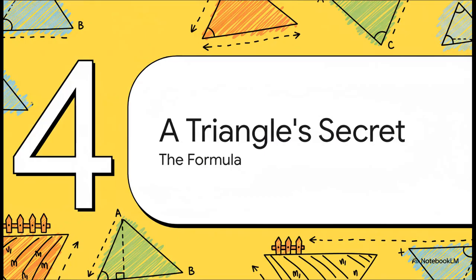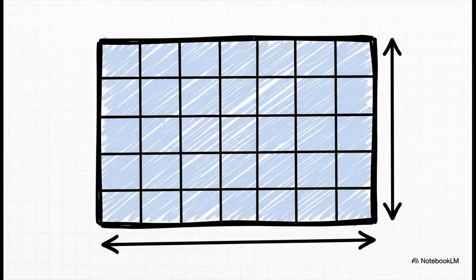All right, so since we're basically pros at rectangles now, we can use that knowledge to unlock the secret of another super common shape, the triangle. So let's start with what we already know for sure. The area of a rectangle is just its base times its height.